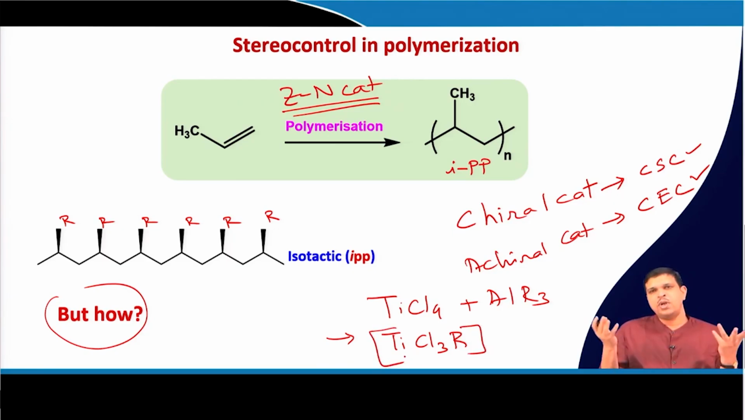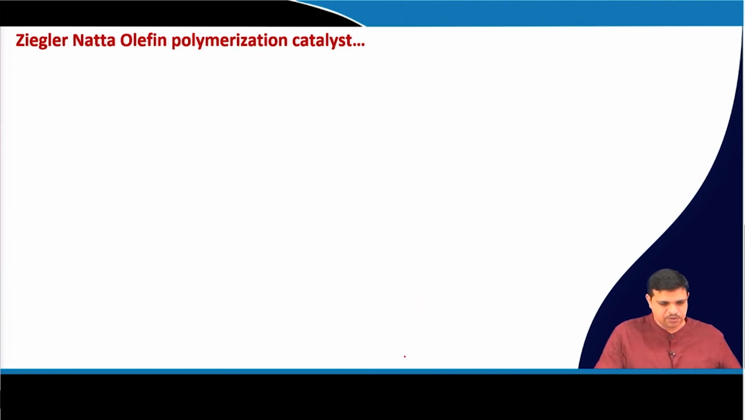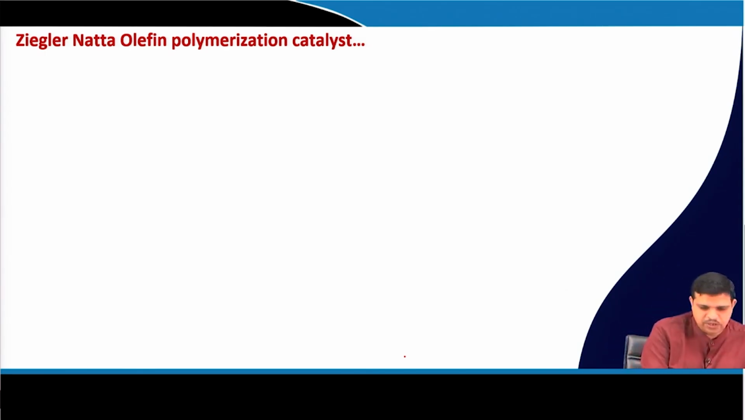Now from here it looks like it's an achiral catalyst. Okay, but I'll prove to you no, this is not an achiral catalyst, this is a chiral catalyst. It's very funny, no? Let's see how it is possible. Before that, we should try to understand how these Ziegler-Natta catalysts have been developed, because the answer is hidden there, either it is chain control or the site control. Okay, so let's try to understand.